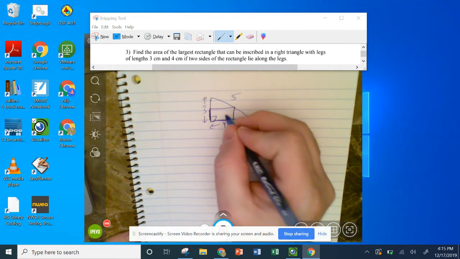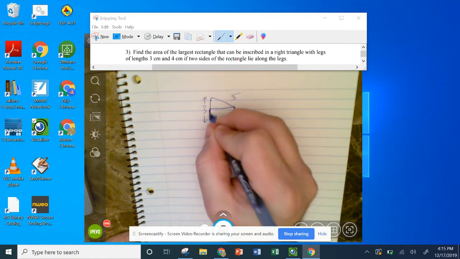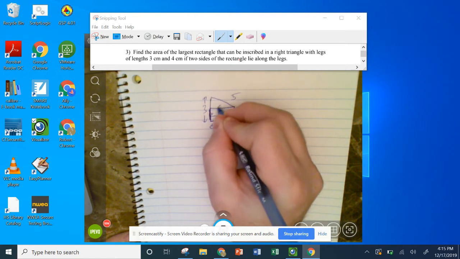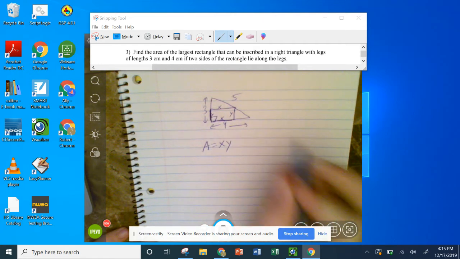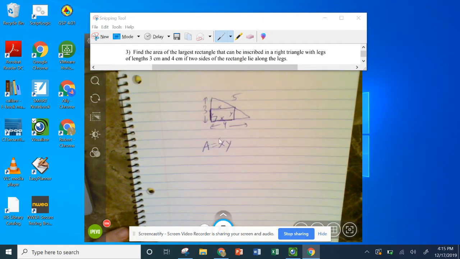So let's call the rectangle's side X and this side Y. So that means that's Y, that's X. And the area, of course, of the rectangle would simply be X times Y. But again, we have two variables here. We need to somehow find a way to relate the two variables themselves, so we can substitute in and actually maximize this equation.